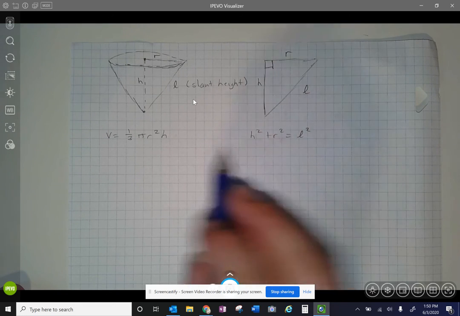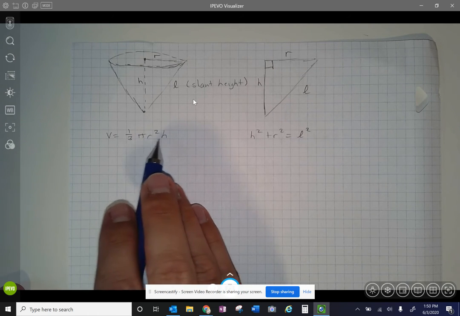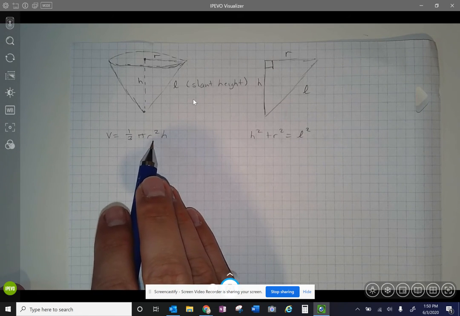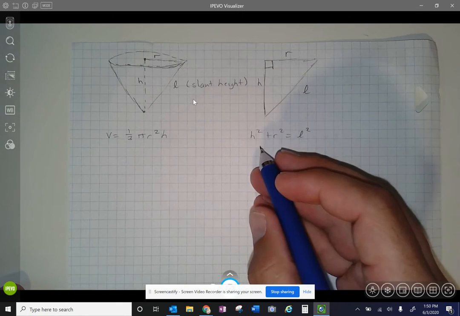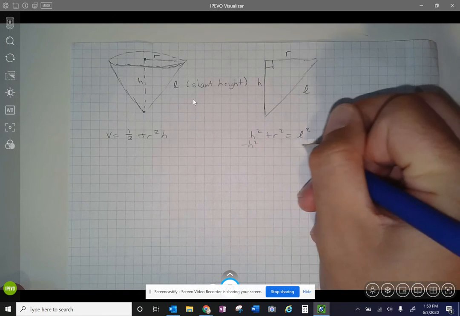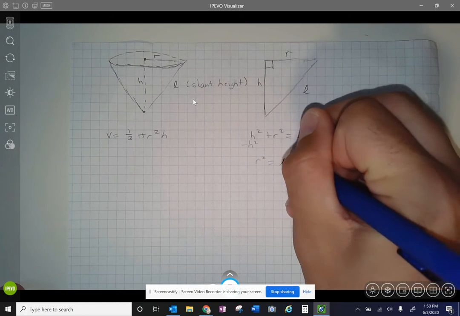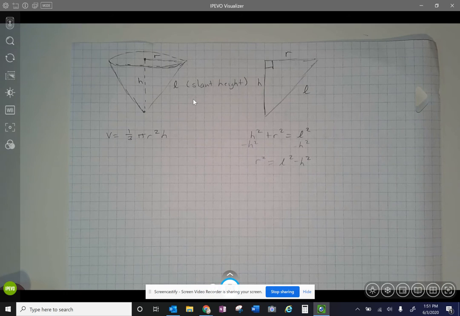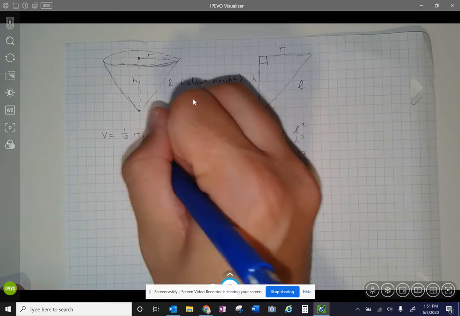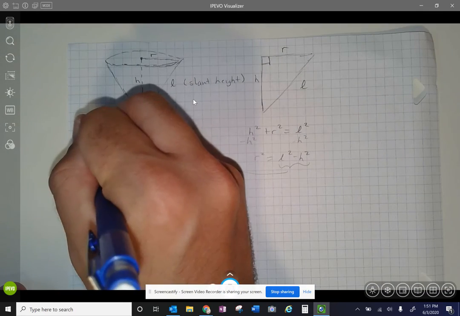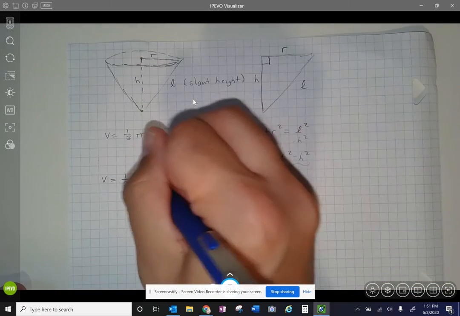So I want my volume, instead of having two different variables here, to have just one variable. And so what I'm going to do is subtract h squared from both sides, and I get r squared is equal to L squared minus h squared. And now I'm going to substitute this in for r squared. So now I have the volume is equal to 1/3 pi (L squared minus h squared) times h.